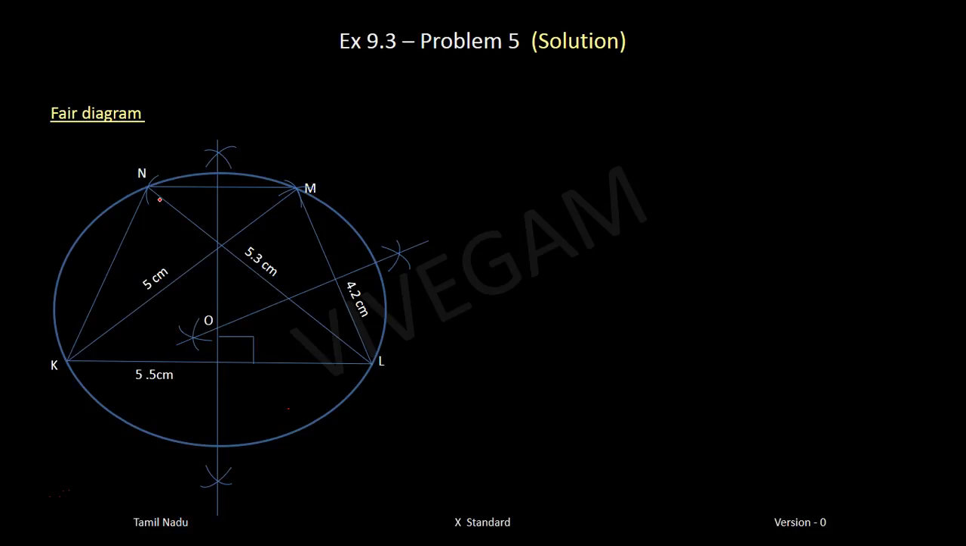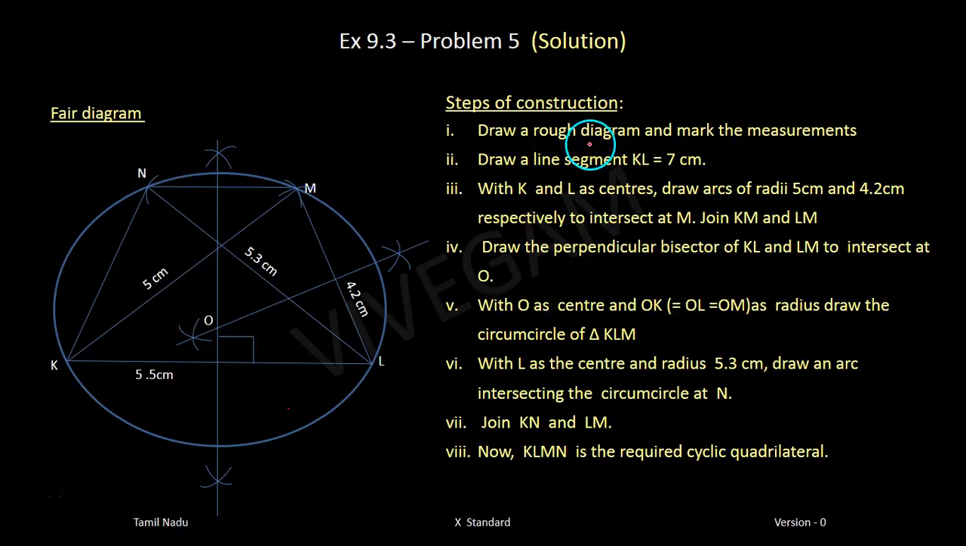This is the required quadrilateral. Let me go through the construction. So draw a rough diagram and mark the measurements. Draw a line segment KL of 5.5 centimeters in length; this was the first step. Then with K and L as centers, draw arcs of radii 5 centimeters and 4.2 centimeters respectively to intersect at M. Join KM and LM.